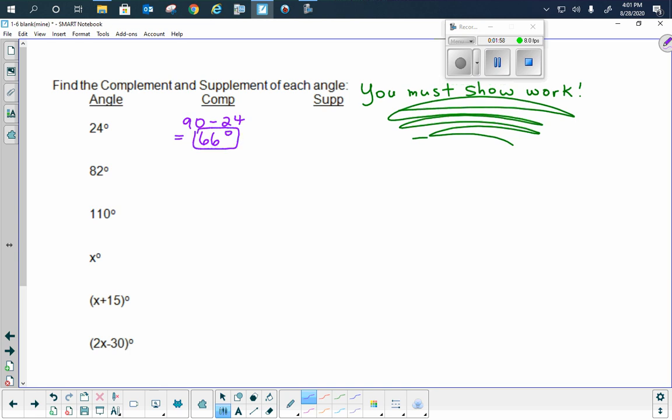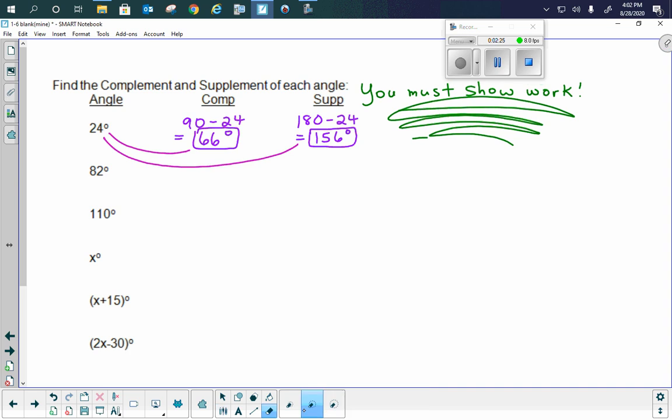Now, its supplement would be 180, since they have to add up to 180. 180 minus 24, and again, working down, I would get 156 degrees. So you can double check yourself and see that in that first row, 66 plus 24 would equal 90. That's what it means to be complementary. And 156 plus 24 would give you 180. So think about what you did. You took 90 minus whatever they gave you.